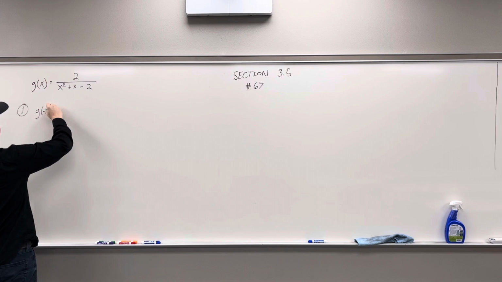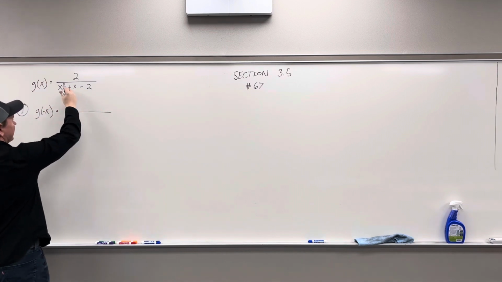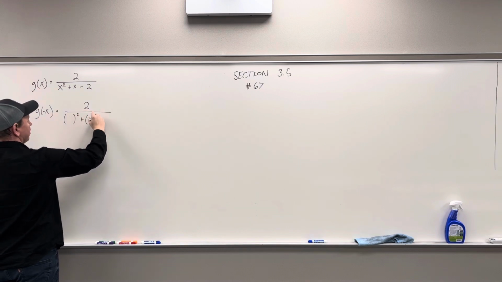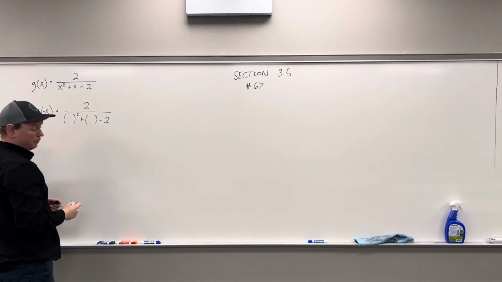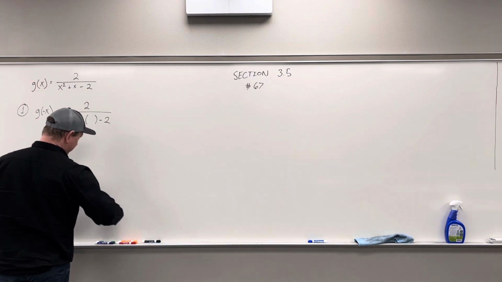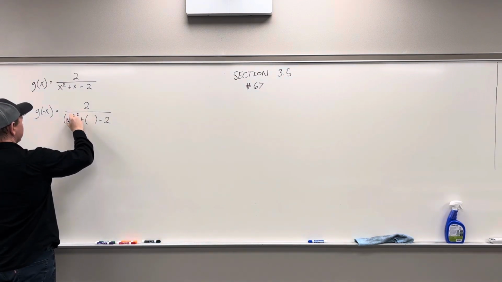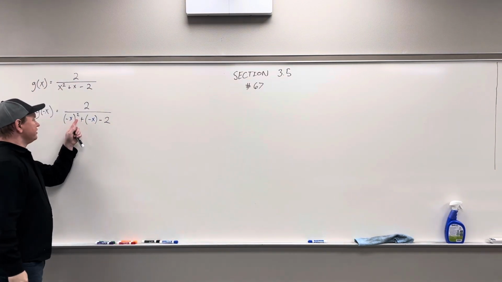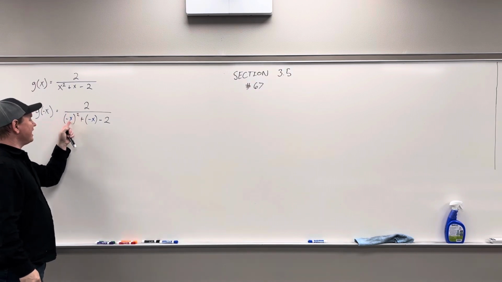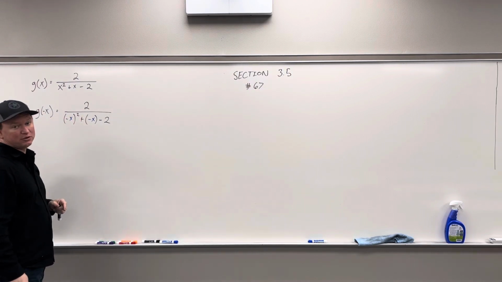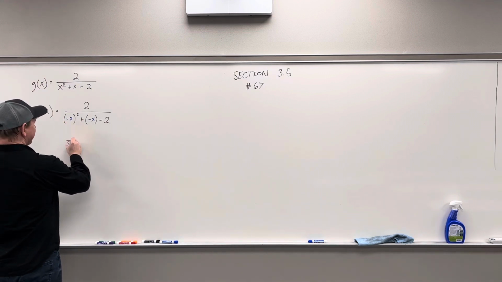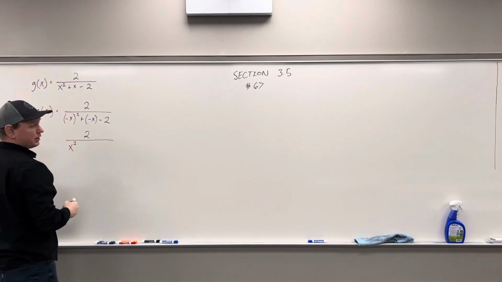So if we do that, we'll have g of negative x, and then wherever I saw an x, I'm going to now place a negative x in there. Notice that that negative x is inside the parentheses and it's being squared. So a negative times a negative becomes a positive. So we end up having a positive x squared here. Those are the same so far, nice.